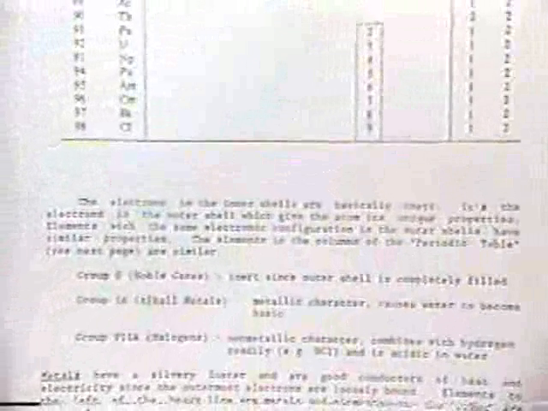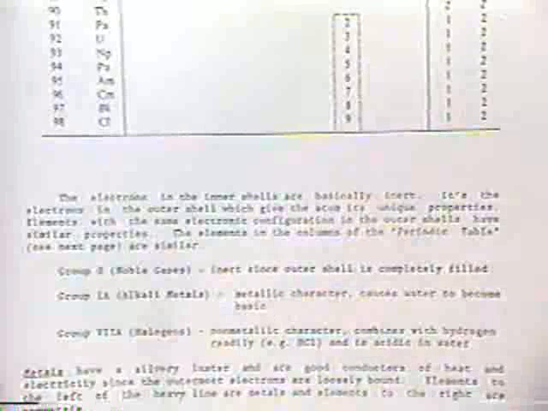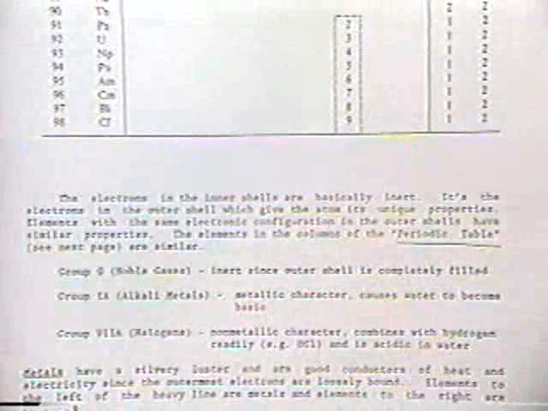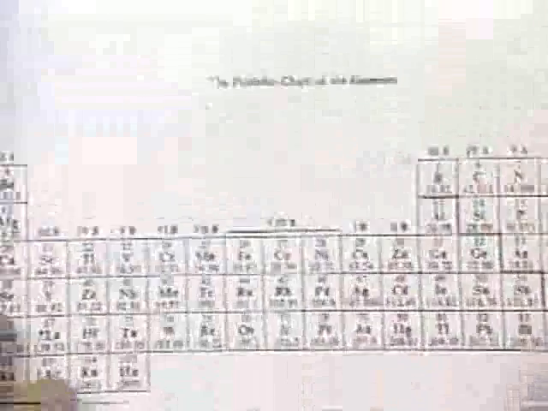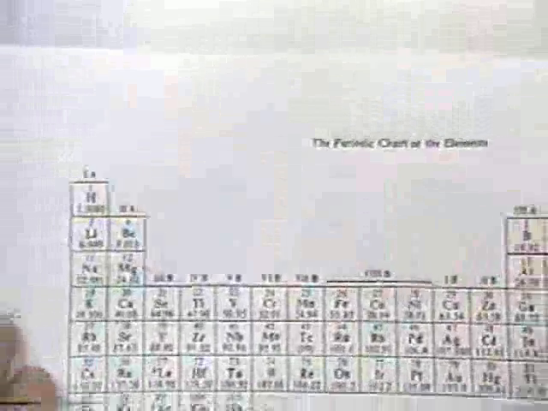People realized 100 years ago or more that different elements have similar properties, and by arranging them into what's called a periodic table, you can see the similarity between these various elements. So here is the periodic table. I'm sure you've all seen it. It's very familiar. Again, let me zoom out here.